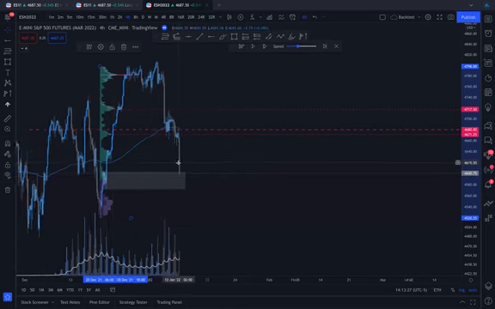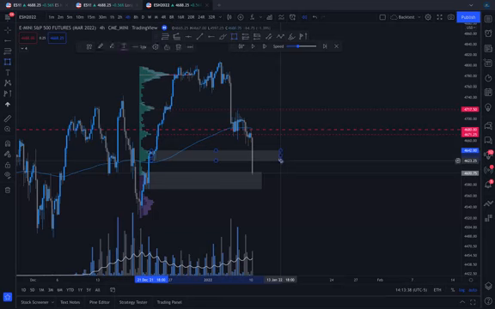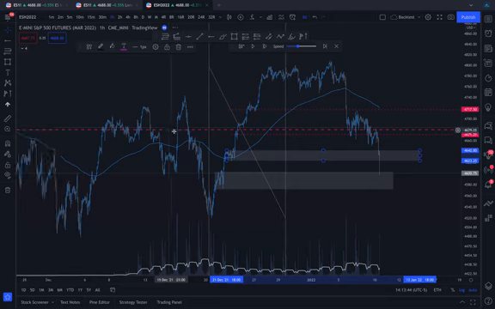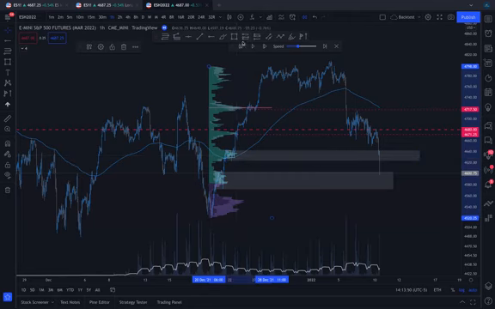NinjaTrader has a profiling tool like this as well, right? So I want to look at this big move up and I want to say, where is the volume sort of consolidated here? And particularly, I'll look at points of control of these areas. Let's wait for this profile to fill in. So I want to look at where the highest volume is in these areas.